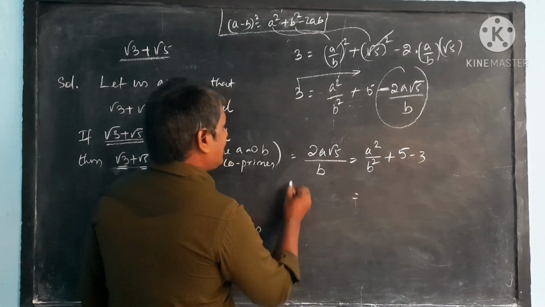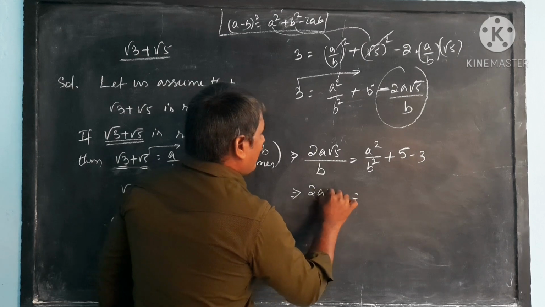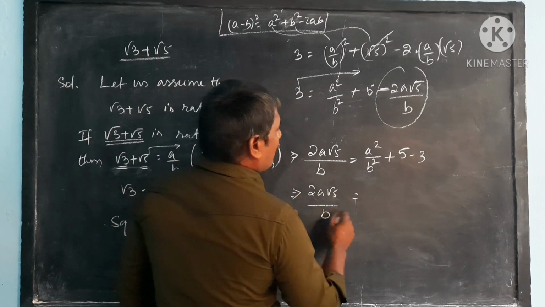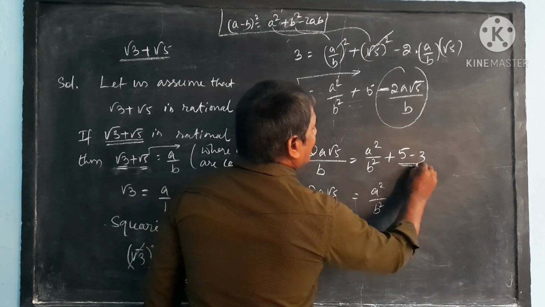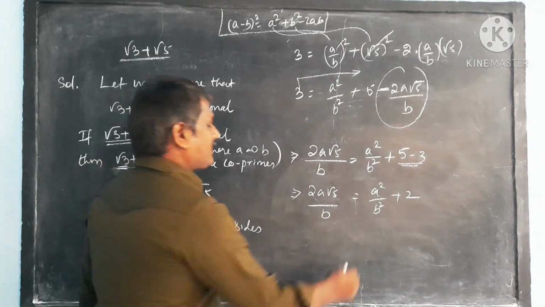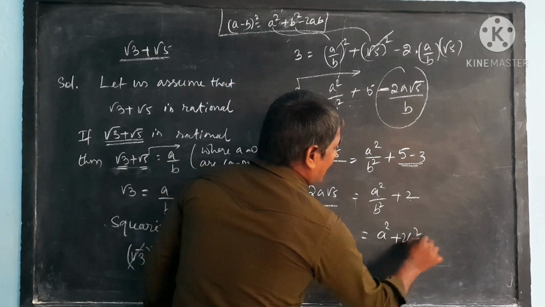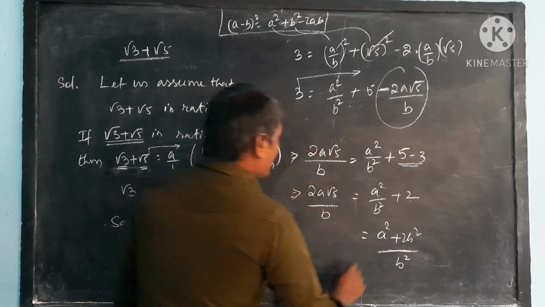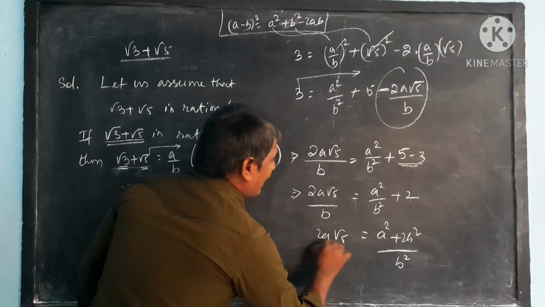Now we can write the next step: 2a√5/b is equal to a²/b², and 5 minus 3 you can write here is equal to 2. Now we can add both terms of the right side: (a² + 2b²)/b². Now we write down the same part of the left side, 2a√5/b.